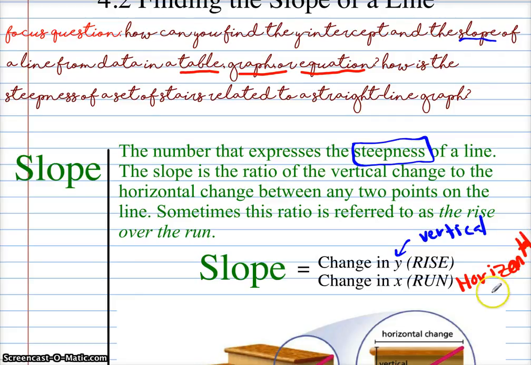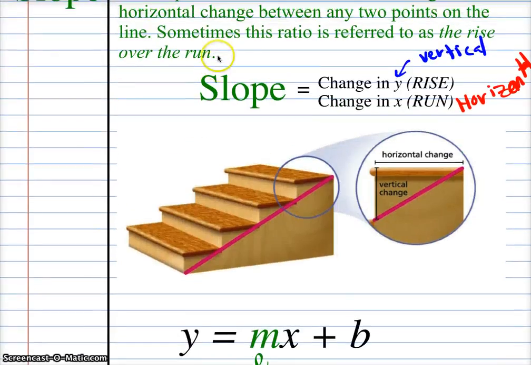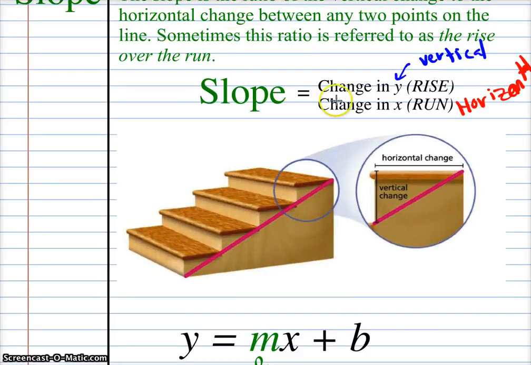Okay, there you go, I think. So this is a ratio, so this should be expressed as a fraction. Okay, there should be a line in between these two. Change in y over change in x, rise over run. Y is how much vertical change there is.